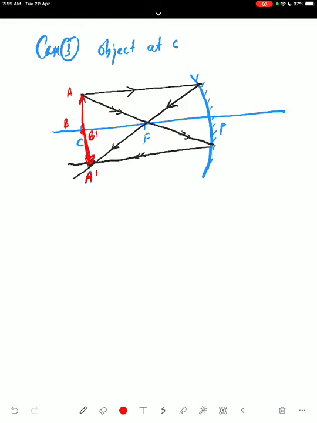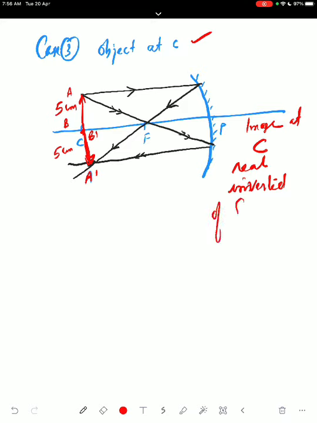And you can measure the height. If AB is 5 centimeter, you can measure and see that A dash B dash is also 5 centimeter. So the size of the image is the same as that of the object. Only in this case, when the object is at C, where is the image formed? The image is at C itself, the center of curvature itself. What is the nature? It's a real image, inverted, and of the same size. That is a very important one.